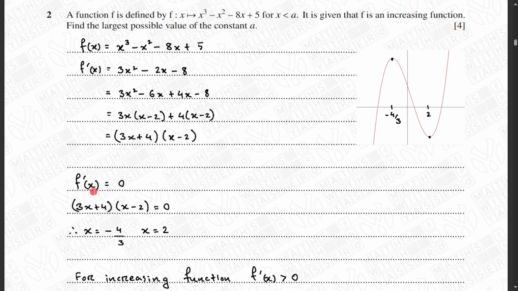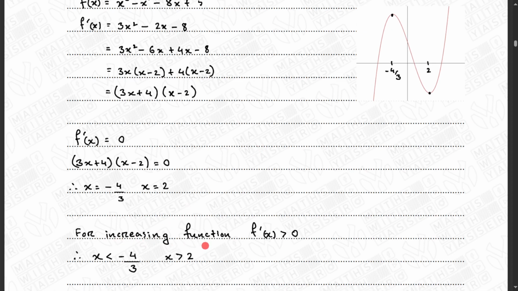So let's first find where we have the stationary values. The stationary values lie where the gradient is 0. So x will be negative 4 over 3 and x will be 2. So these are the two stationary points. And since this is a positive cubic, the x cubed graph will look something like this. And therefore, when x is negative 4 over 3, we will have the maximum, and when x equals 2, we will get the minimum point.